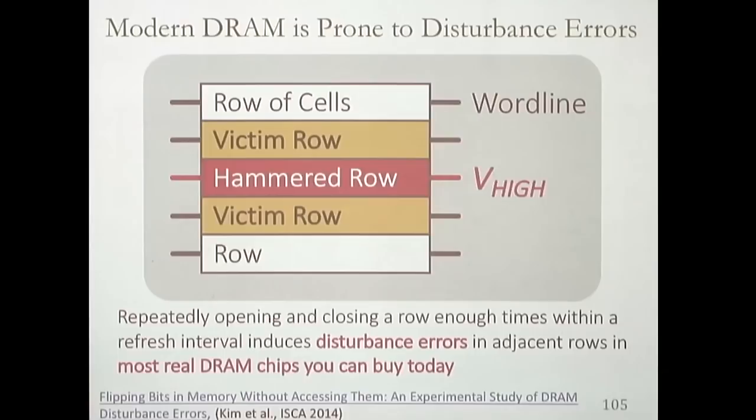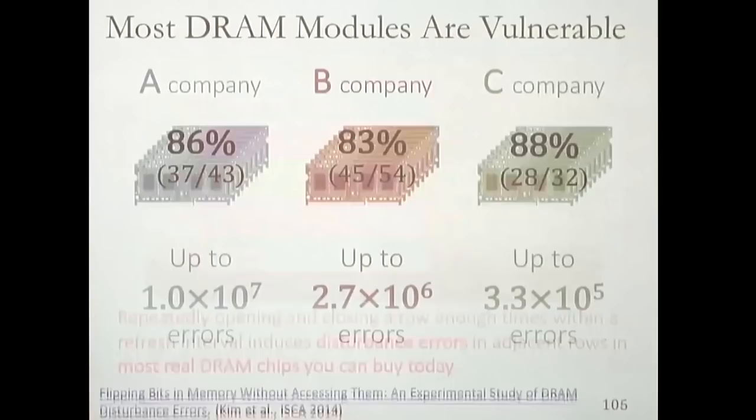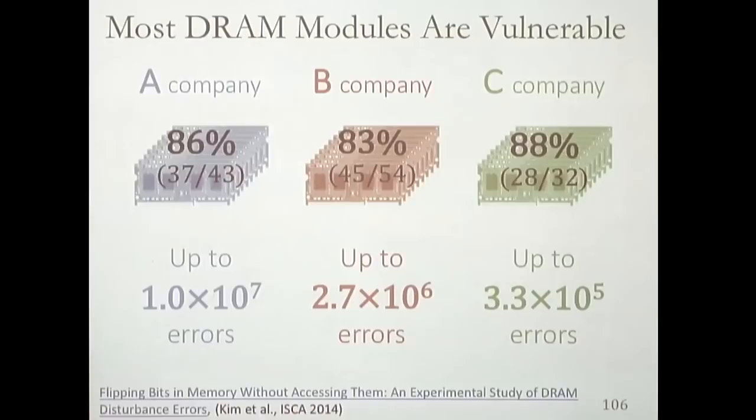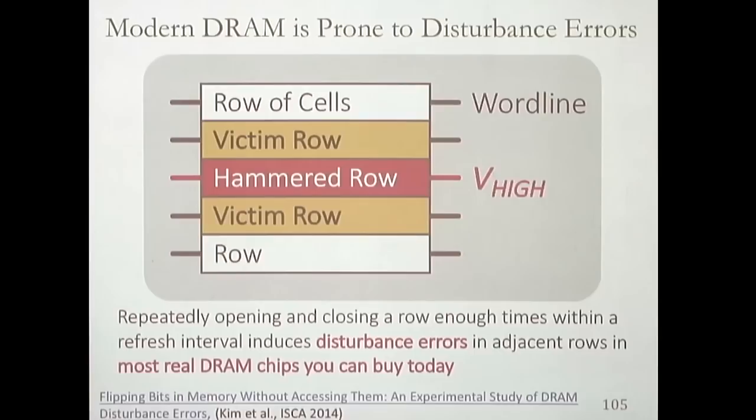This happens because of electrical interference as well. So this is the paper, again, another paper that I'm going to assign you as a reading. But basically, we've discovered through testing that more than 80% of the chips that we've tested exhibit this error problem. Now, this should not happen, right? Because this gets exposed directly to software, which we will talk about.